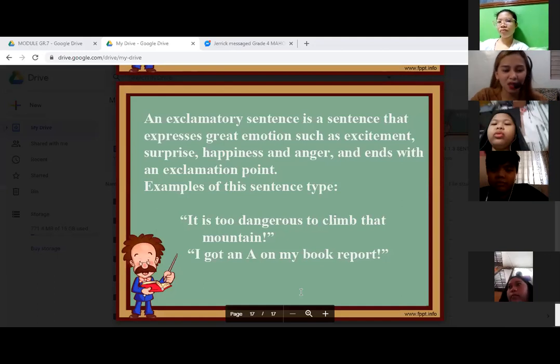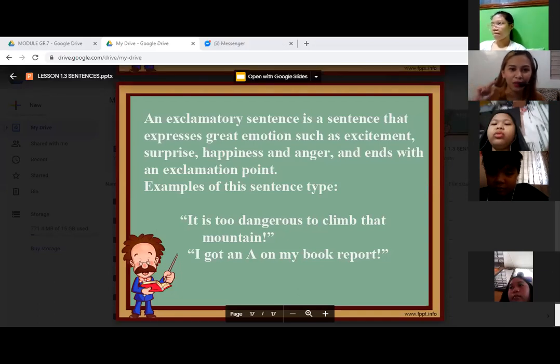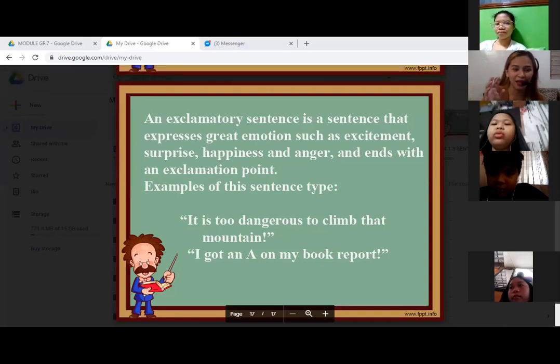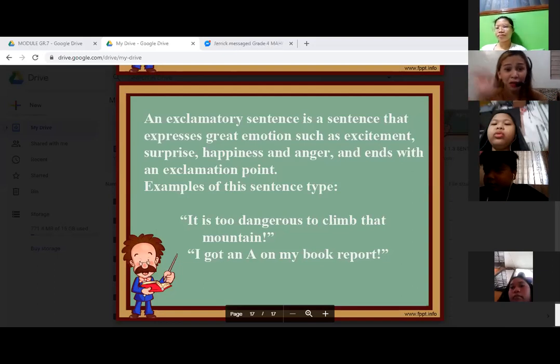Diba? And last one, I got an A on my book report. So, you are surprised that you've received a high grade. Diba? Yung tuwang-tuwa ka, napatalon ka talaga nung nalaman mo yun. Diba? So, that is an exclamatory sentence.